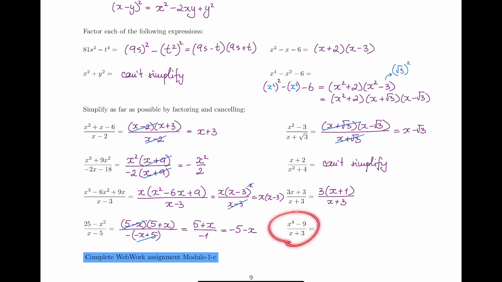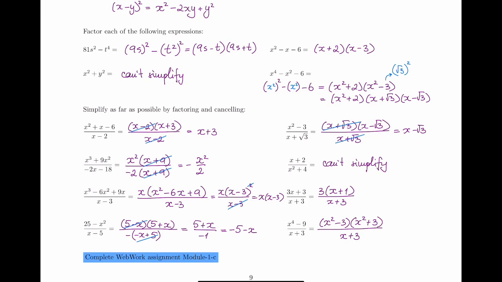For this last one here, the bottom, again, there's nothing to simplify there, but the top looks like I can actually take apart as the difference of squares. So the difference of squares here will be (x squared minus 3)(x squared plus 3), right? Be careful, it's going to be x squared because the original was x to the 4th, all over x plus 3.